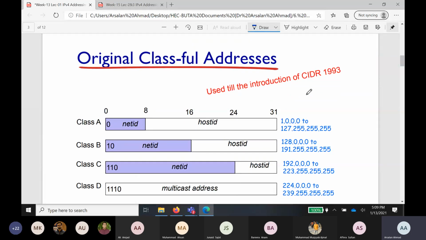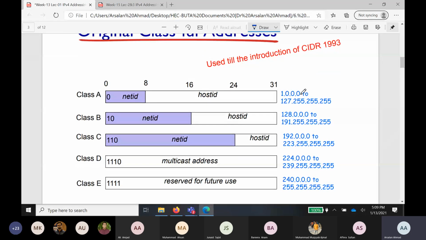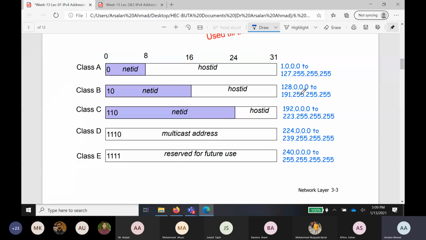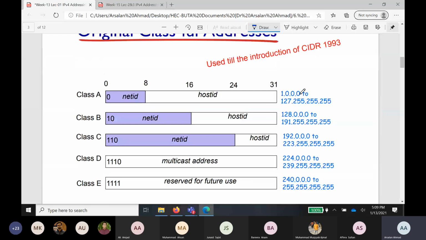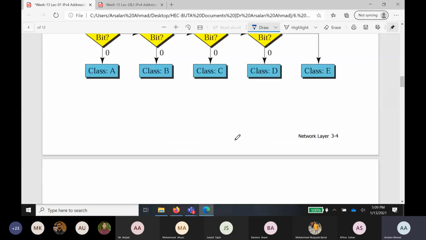Then we started two strategies, or two techniques, of addressing. One was classful addressing, which is not in use anymore on the internet. Now classless addressing is used. In classful addressing, we divided the address space into classes. Just by looking at the first octet of the address, we can tell which class it belongs to, and this is the way of finding the class.